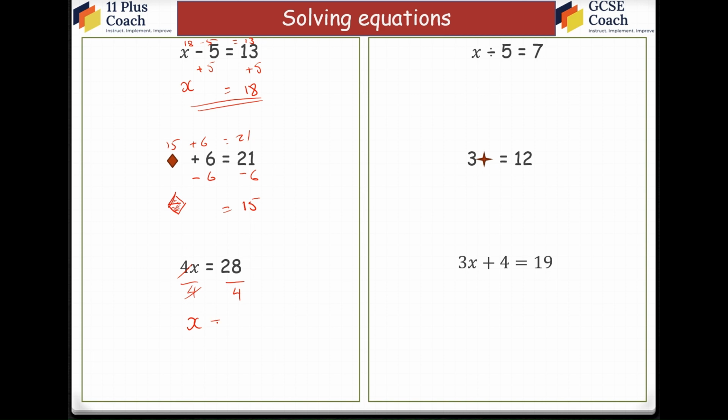So this is 1x. Remember, when I say 1x, I don't need to write the 1 before. It's x. And 28 divided by 4 is 7. So in this case, the value of x is 7. And we can check that. 4x means 4 times x. So 4 times 7 is indeed 28. So we know this is the right answer. So these were the correct answers.